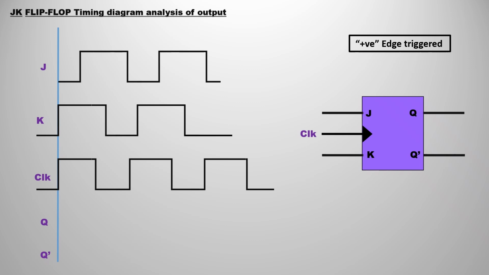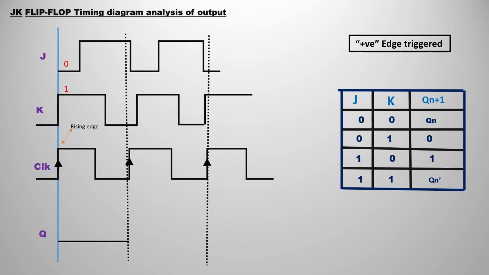Next we are going to see the JK flip-flop timing diagram and analysis of the output. First I took a positive edge triggered flip-flop. We have 3 inputs in total. The first 2 inputs are the general inputs, that is J and K. I have taken some random inputs, and random clock pulses. I have taken some clock pulses also, because we have a clock over there.